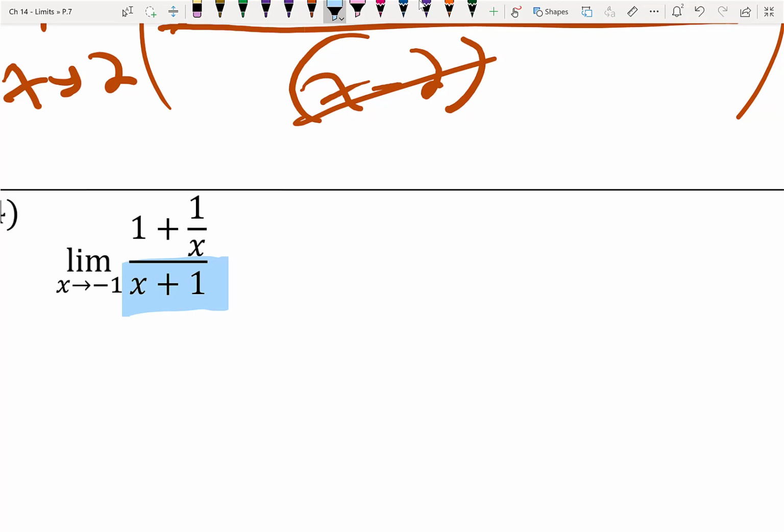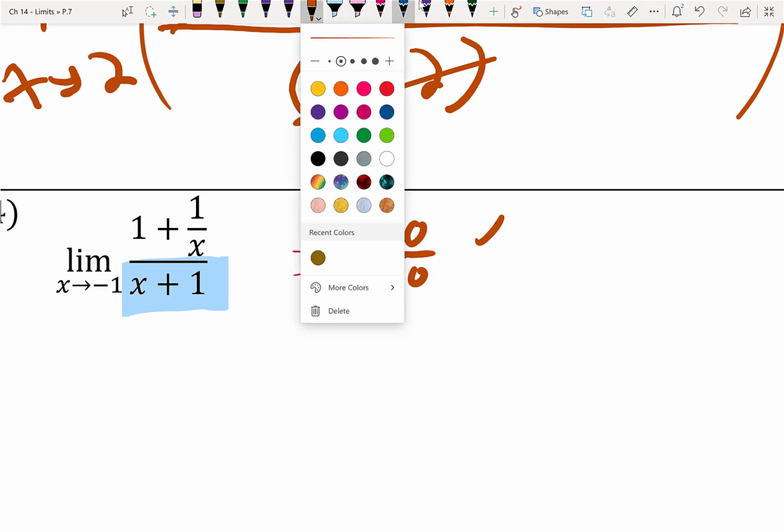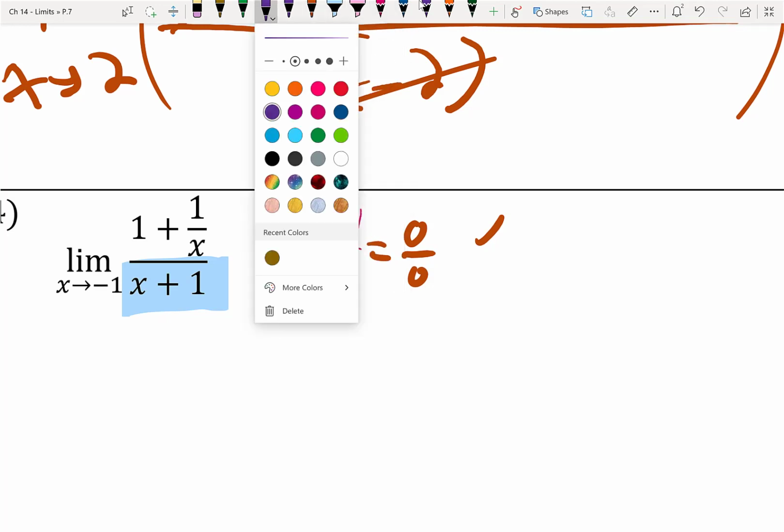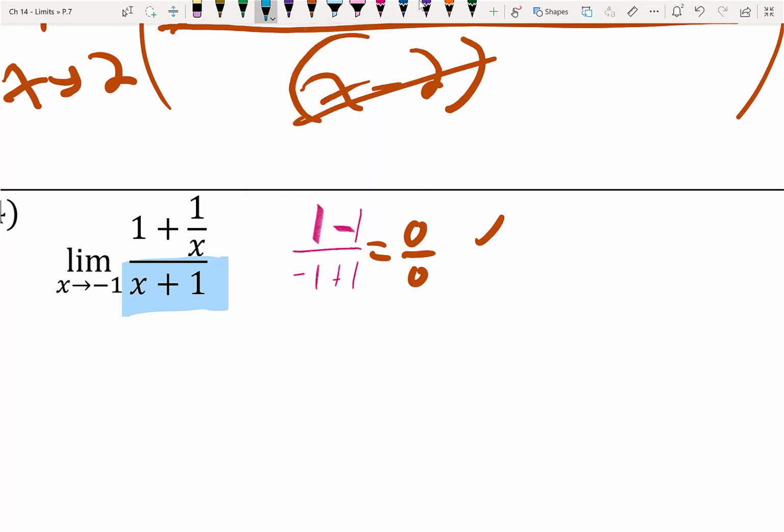One of the ways that you know it's removable is that if you try substituting negative 1 in from the get-go, you actually get 1 minus 1 over negative 1 plus 1. You get 0 over 0, which is an indeterminate form. Later on, when we do something called L'Hopital's rule, we'll be checking for indeterminate forms constantly to see if the discontinuity is removable. And if it is, then we proceed with the next few steps. So this is a removable discontinuity.